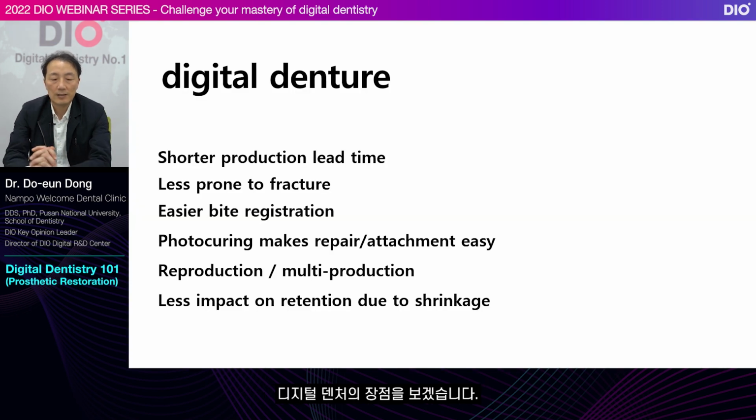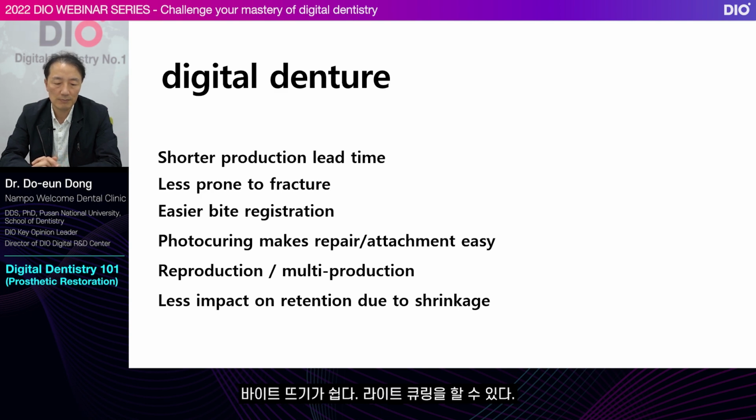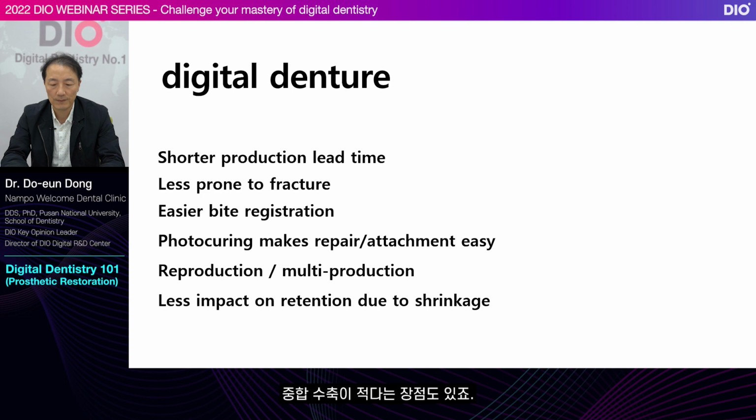Let's look at the advantages of digital dentures. The production period was short. It also breaks less. These are some of the advantages. It's easy to make the bite impression. You can do light curing. You can make multiple ones at the same time. It also has the advantage of little polymerization shrinkage, so the retention is very good.